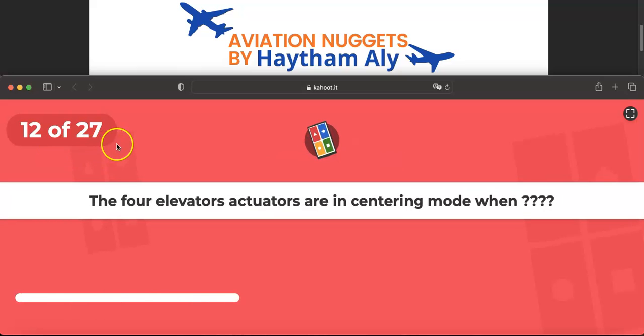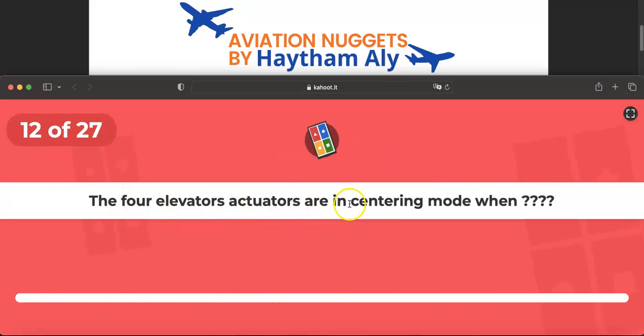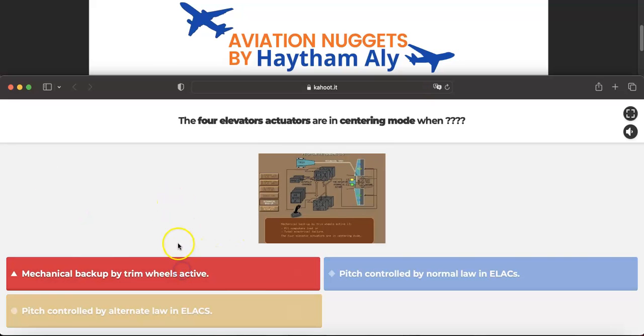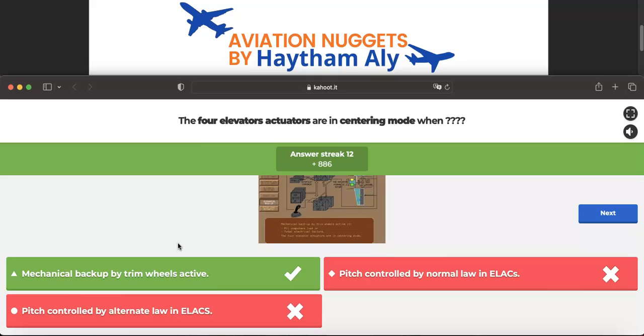Question 12 of 27. The 4 elevator actuators are in centering mode when: mechanical backup by trim wheels, pitch controlled by normal law in ELAC, pitch controlled by alternate law in ELAC. The right answer is mechanical backup by trim wheels active. As I mentioned before, the actuators of the elevator may be active, may be damping, may be centering mode.